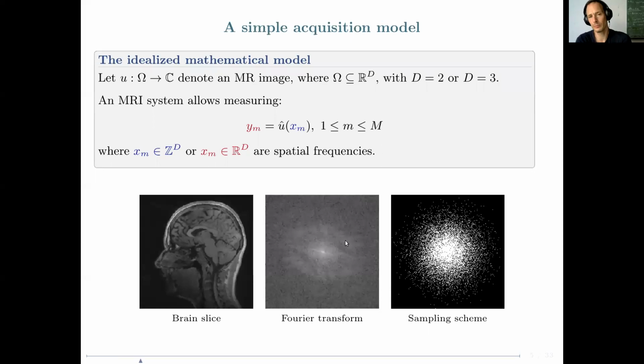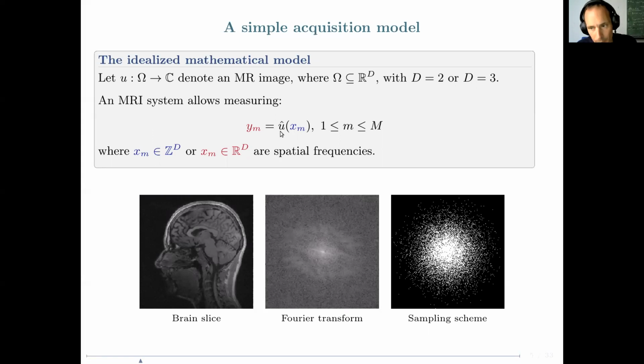So, in an idealized mathematical model, an MRI system allows to probe the Fourier transform of an image. So in my presentation, I will let u denote an image, which can be two-dimensional or three-dimensional. Omega is the domain of the image. And the MRI system allows to measure û(xm), where xm is a sampling location and û is the Fourier transform.